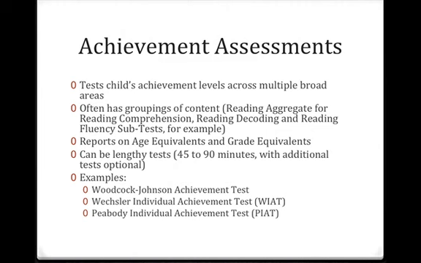These tests can be pretty lengthy, 45 to 90 minutes, sometimes with even more tests optional. It can take 2 to 3 hours worth of testing over multiple sessions. You don't want to put some poor kid through 3 hours of testing. And they are for small children all the way up through adults. They often report an age equivalent and grade equivalent, but they also report a standard score, which is useful in that bell curve type of view.